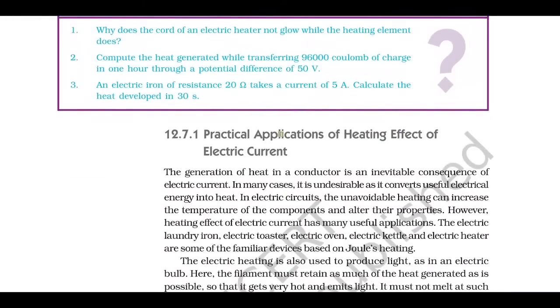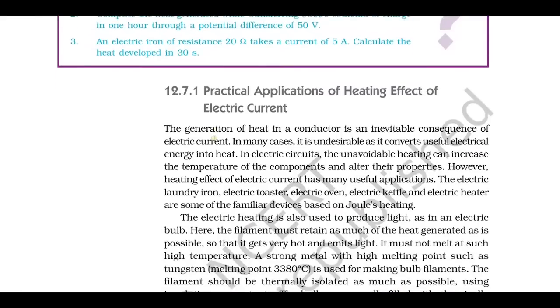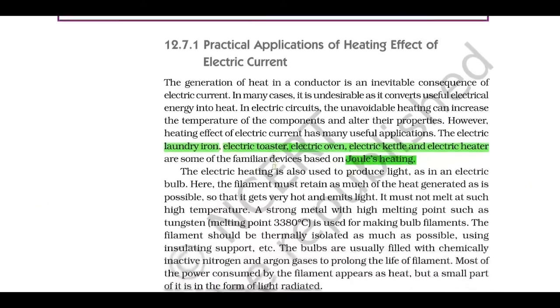And next what we have is practical applications of the heating effect of electric current. The heating effect is utilized in some devices such as the laundry iron box, electric toaster, electric oven, electric kettle, electric heater, right? These all work on the principle of Joule's law. You can expect one MCQ based on this: electric oven, electric toaster work on the principle of dash, Ohm's law, Joule's law, or some other law will be given. The correct answer is Joule's law of heating.